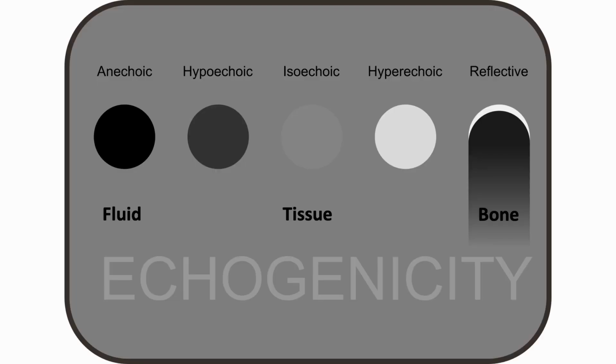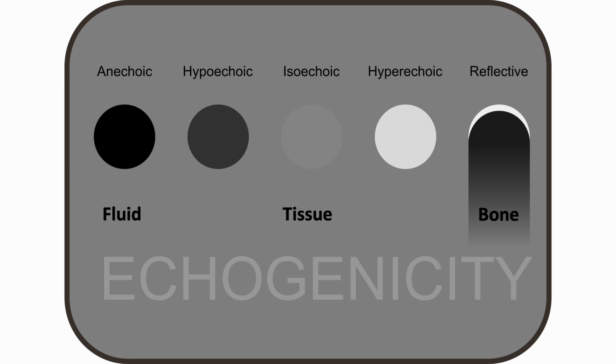So echogenicity is just a fancy word for brightness and darkness when it comes to ultrasound, a term that's specific to ultrasound. On the very far left, we have anechoic, and that just means no brightness at all, total black. In general, that is fluid. So when we see dark black on ultrasound, generally it's fluid. It's different from something like an X-ray or a CAT scan where dark black would actually be air. On ultrasound, it's fluid because that fluid doesn't reflect any of the signal back.